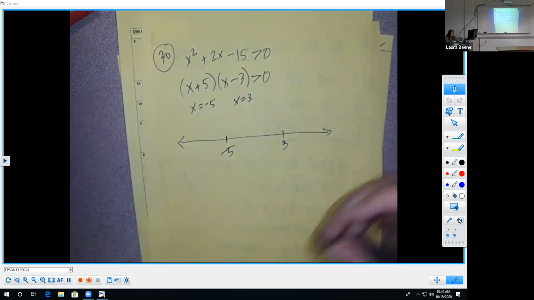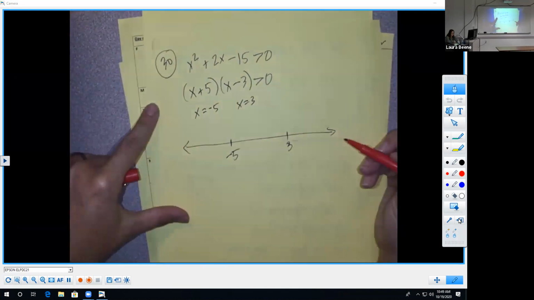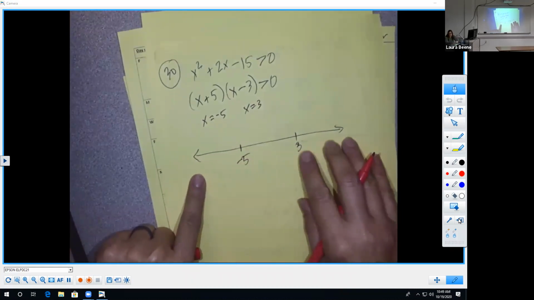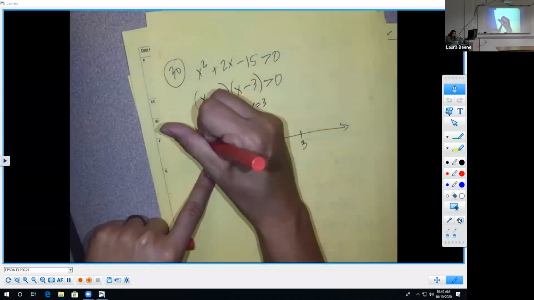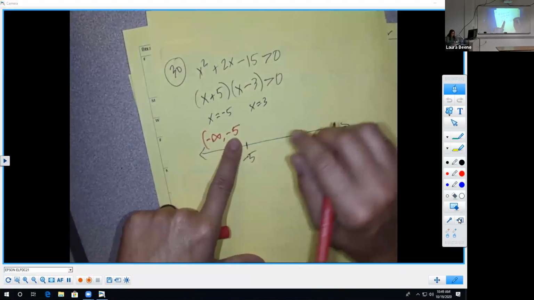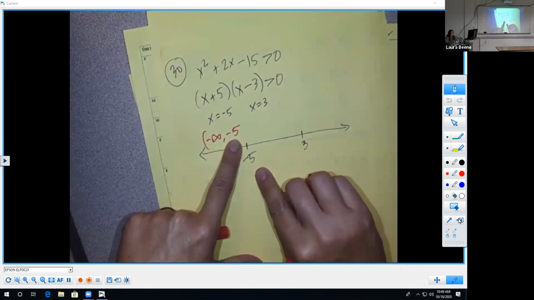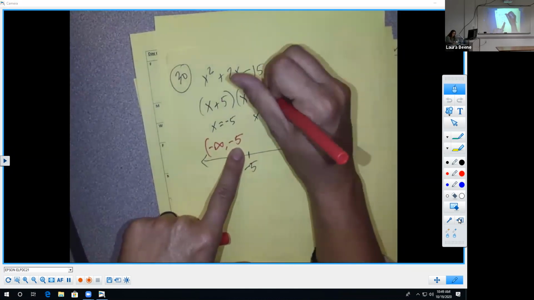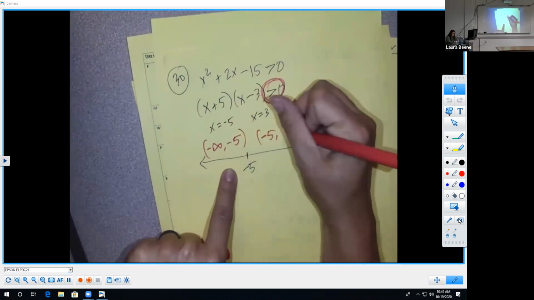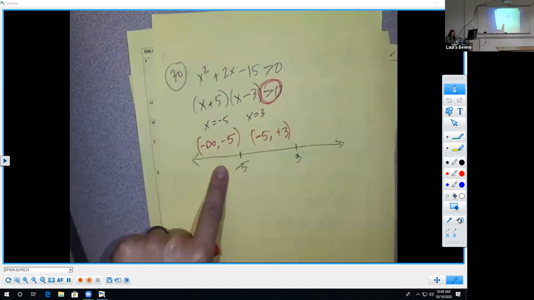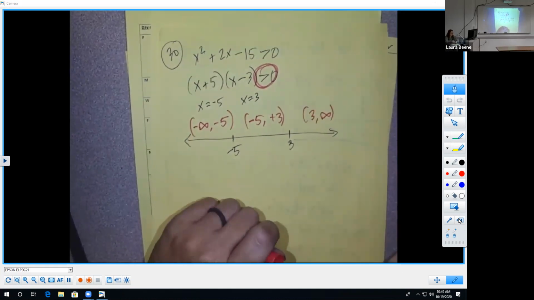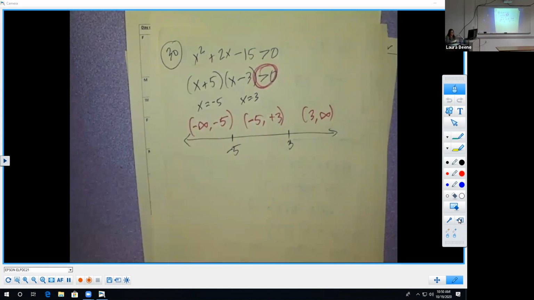So my answer could be some of these intervals. It could be 1, it could be 2, it could be 3. This interval is negative infinity to negative 5. And the negative 5, is it included or not included? Not included because I'm not using equal to. It could also be negative 5 to positive 3, or it could be 3 to infinity. Those are my options. To figure out which option it is, let's pick a test point.